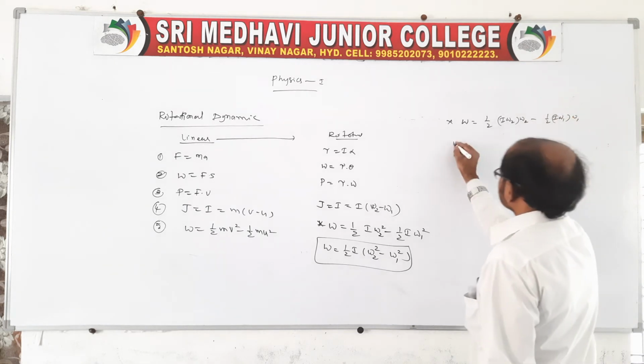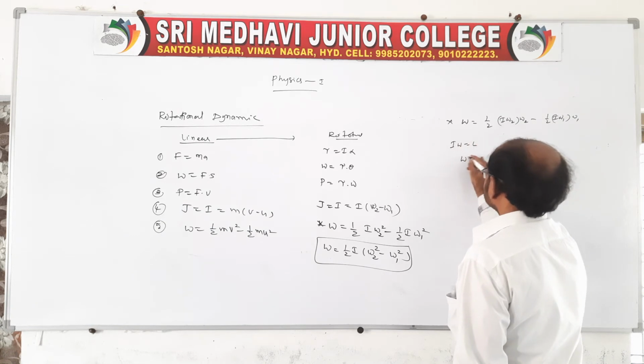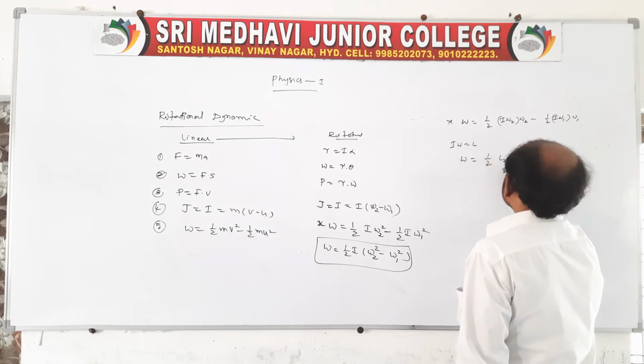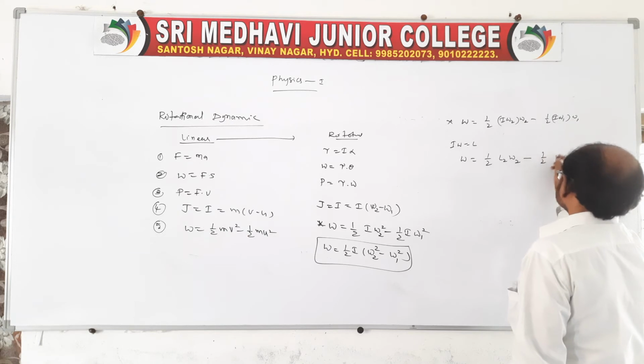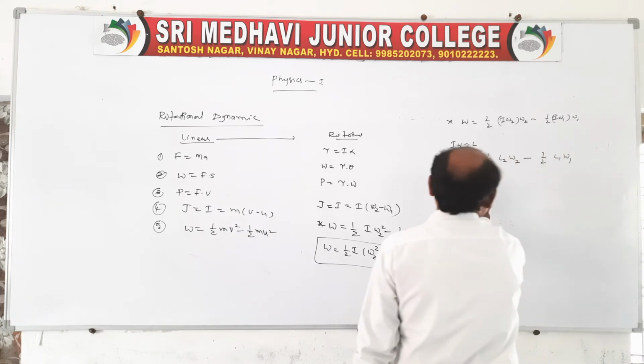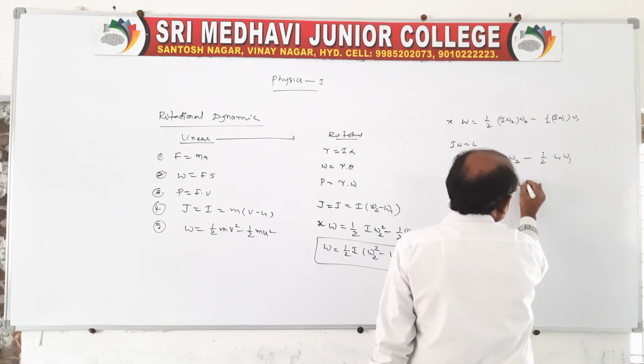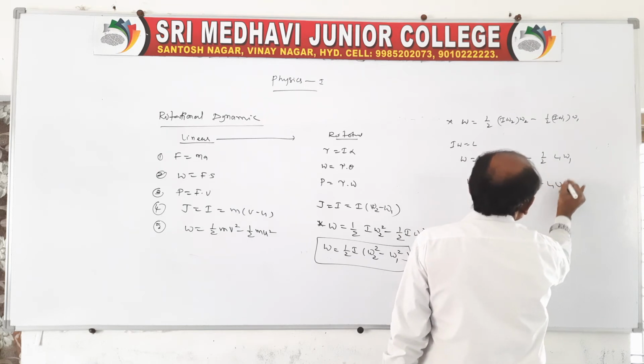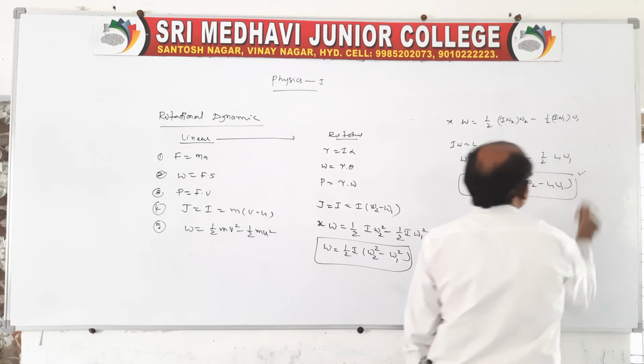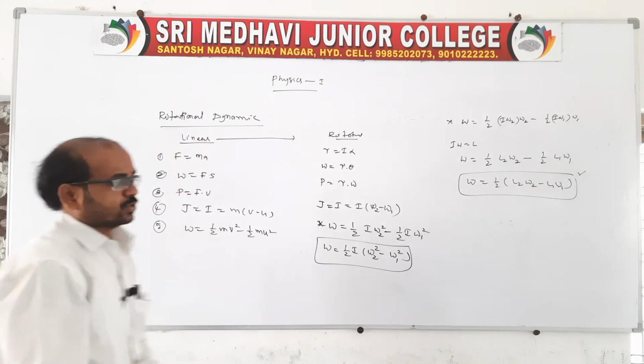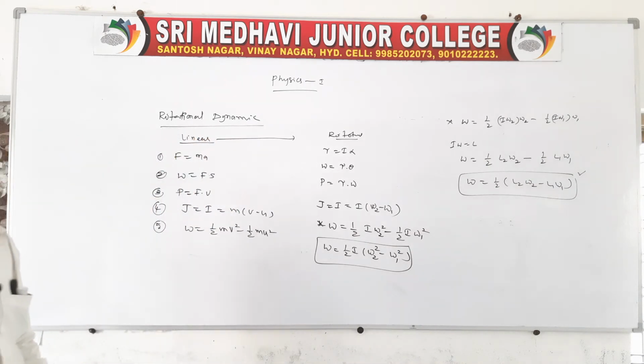Right? Here I omega is nothing but we can say L. So that it is 1 by 2 L2 omega 2 minus 1 by 2 L1 omega 1. So work done is equal to 1 by 2 common, L2 omega 2 minus L1 omega 1. Of course, we can also take like this. So rotational dynamics formulas are like this.